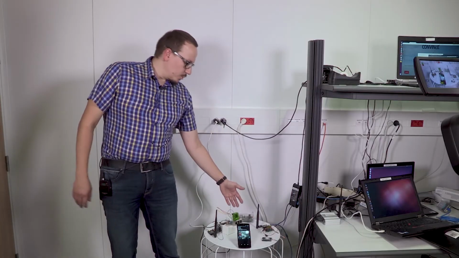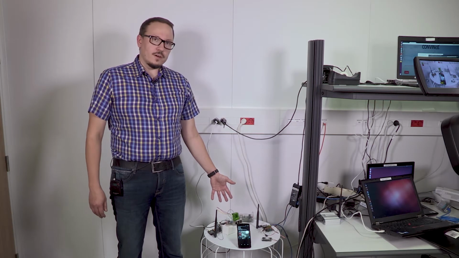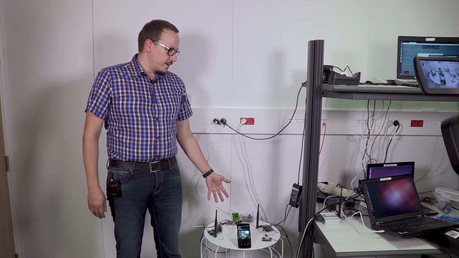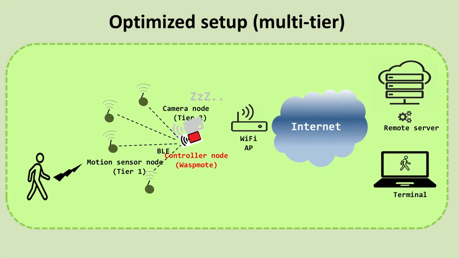And the camera node here is switched off for most of the time. When this intruder comes to the area, this motion sensor node wakes up the camera node, which then starts streaming to the terminal.